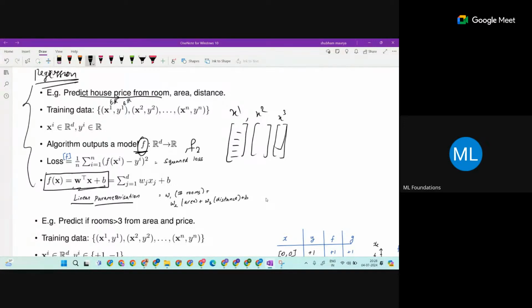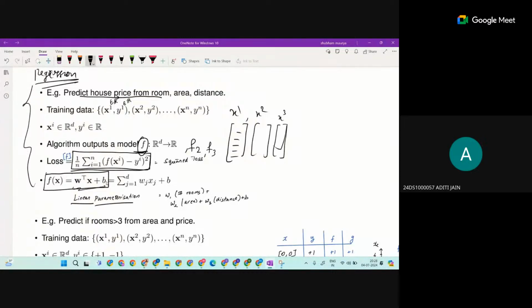Maybe there would be a second model, there may be a third model. There would be some set of models, and which model gives the less loss? This loss would be calculated by this formula.